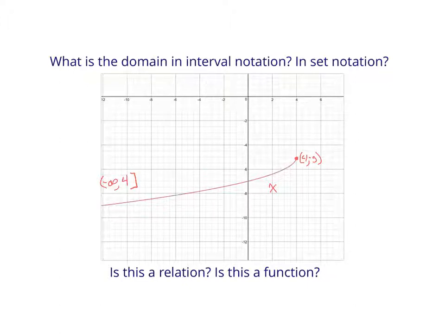So we've got x, and how does x compare to our 4? We don't compare it to negative infinity. Well, x appears to be less than or equal to 4, and now we just write our set notation around that inequality, and there we go. Is this a relation? Well, it's graphed on a coordinate plane, so that's yes. Does it pass the vertical line test? Yes, so it is a function.